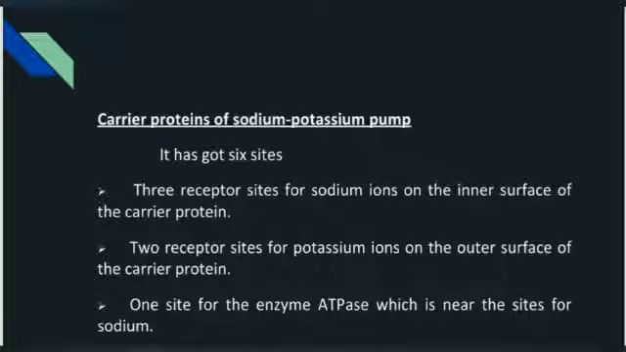Carrier proteins of sodium-potassium pump. It has got 6 sites: 3 receptor sites for sodium ions on the inner surface of the carrier protein, 2 receptor sites for potassium ions on the outer surface of the carrier protein, and 1 site for the enzyme ATPase, which is near the sites for sodium.